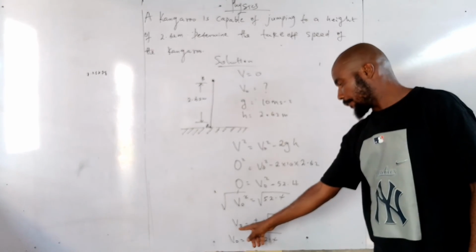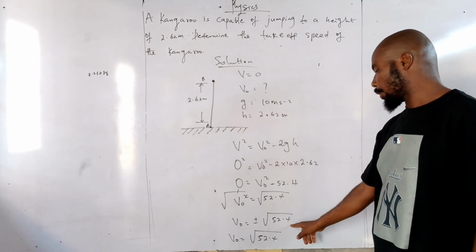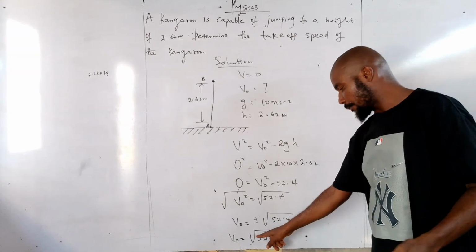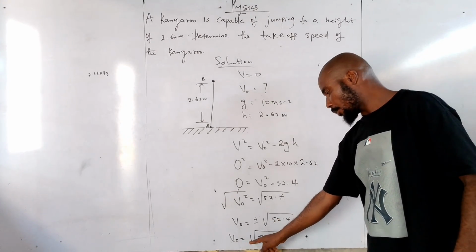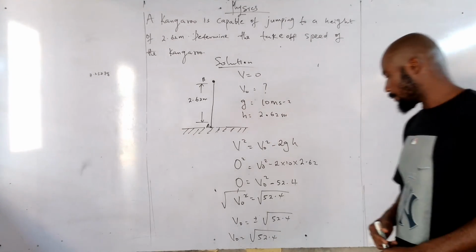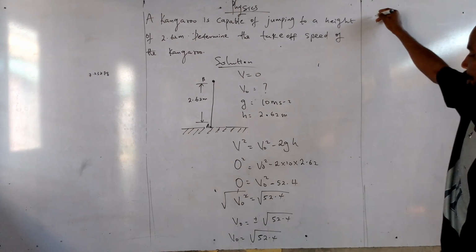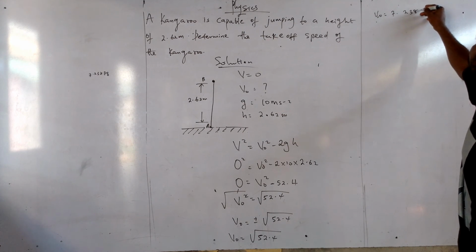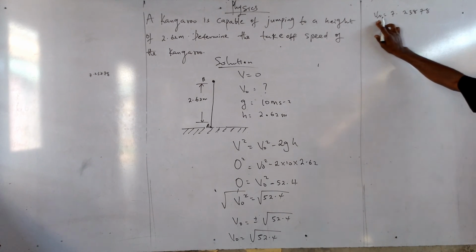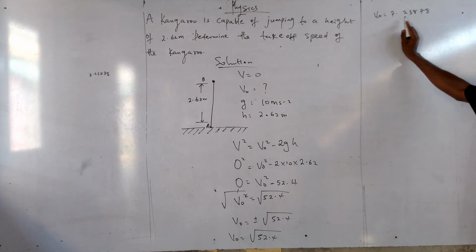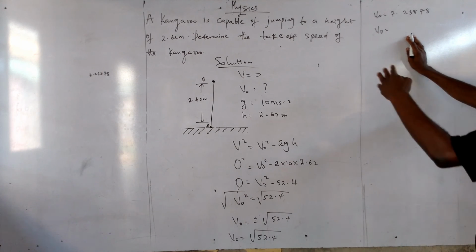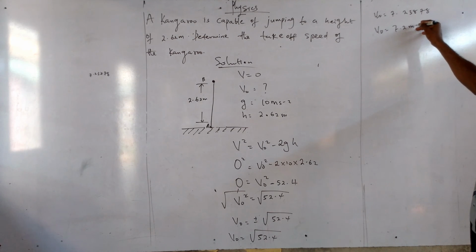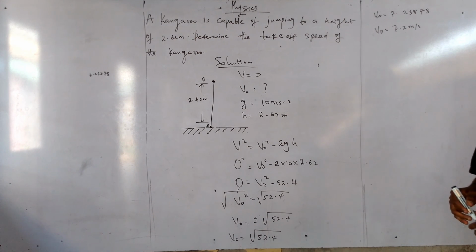Now, we say that my V naught is equal to plus or minus the square root of 52.4, but because it's going upwards, I will drop the negative value and take the positive value. So the initial speed will be equal to the square root of 52.4, which gives us 7.23878. Now, I want my answer in one decimal place. So the initial speed with which the kangaroo used to take off will be 7.2 meters per second. That is the answer.